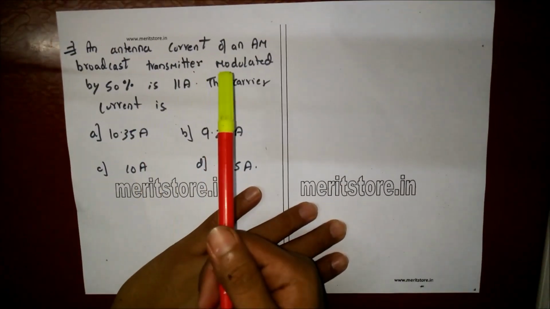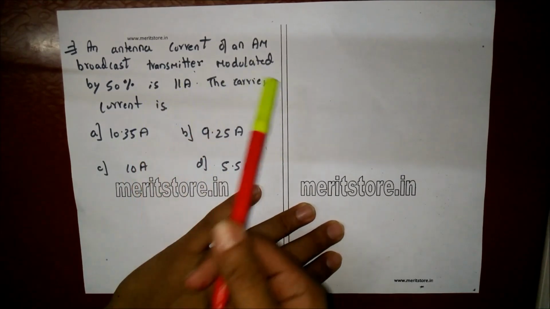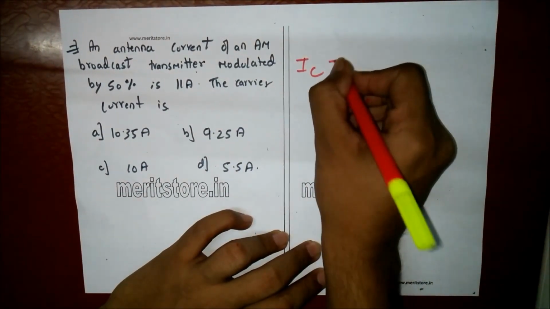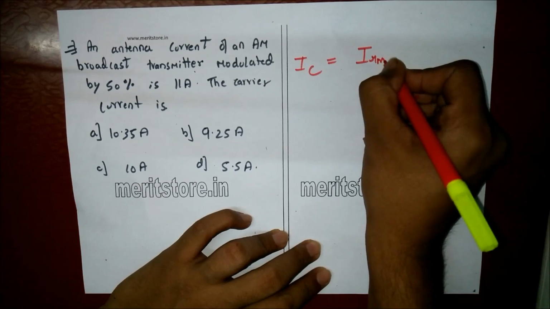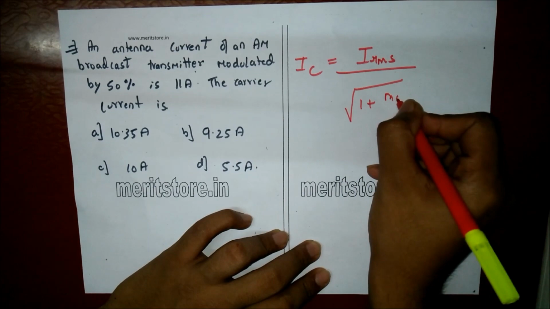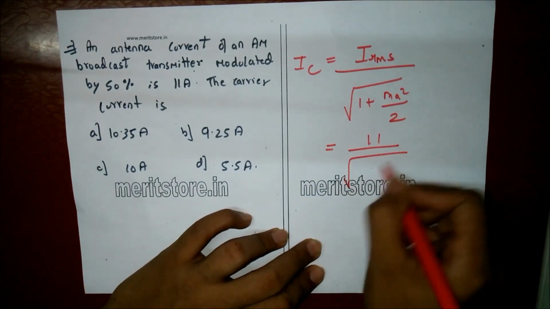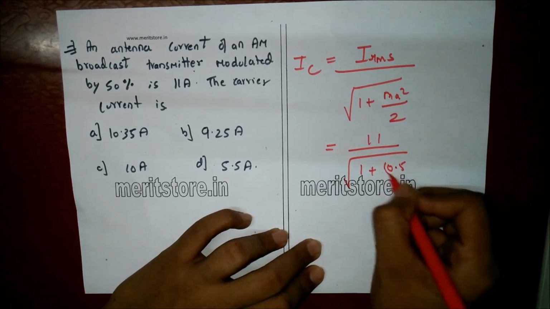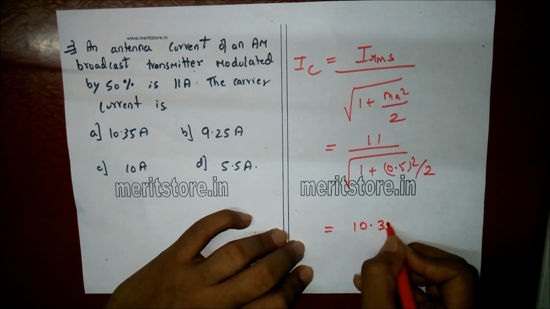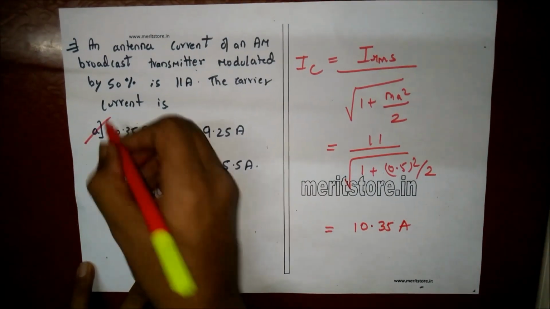An antenna current of an AM broadcast transmitter modulated by 50% is 11 amperes. The carrier current is, here are the options. Now, the carrier current Ic is equal to I RMS upon root of 1 plus m_a square upon 2, which is equal to 11 upon root of 1 plus 0.5 the whole square upon 2, which is equal to 10.35 amperes. Therefore, the answer is option A.